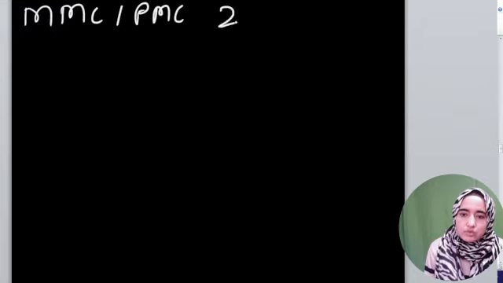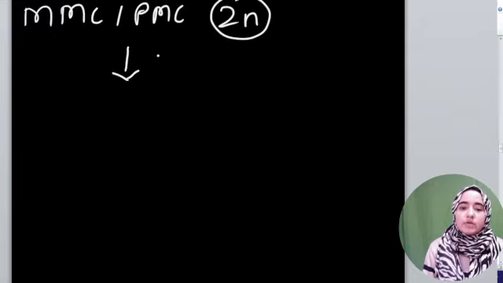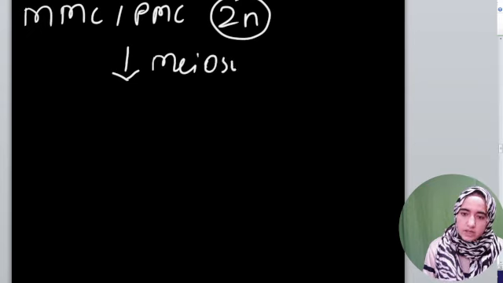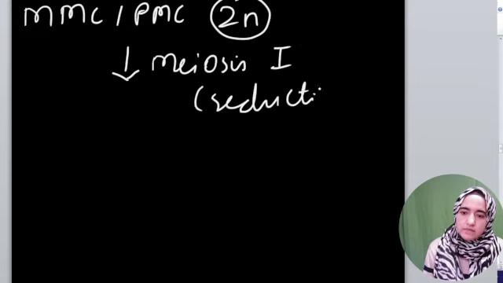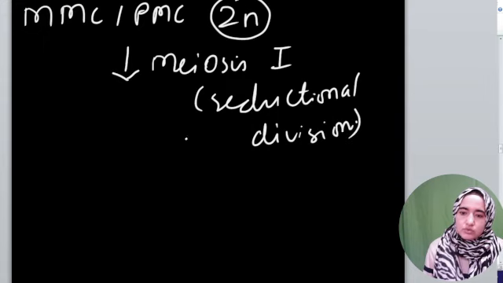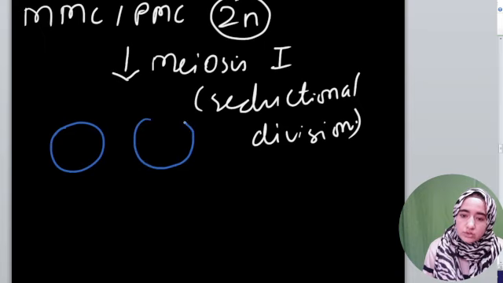What would happen? See, this is our microspore mother cell or PMC, whose ploidy is 2n. That means it's diploid. What will happen to it? It will undergo meiosis first. Again, I am repeating, it's reductional division. One cell will get converted into two, but it's reductional division. Ploidy will change. It gets converted into two cells, but ploidy would be n and n.